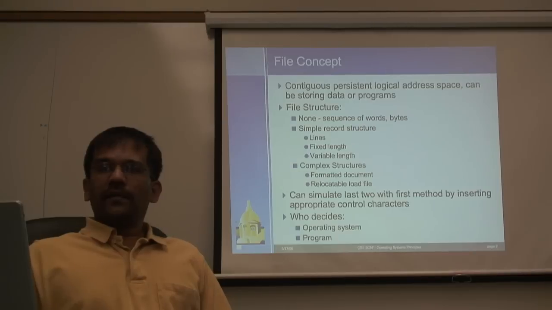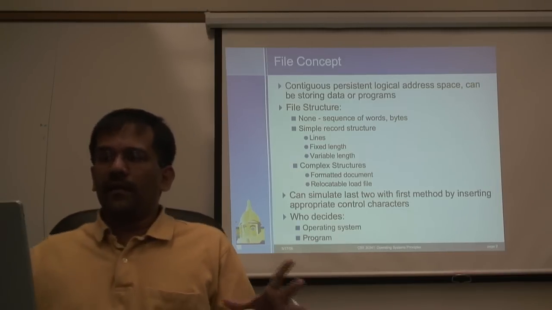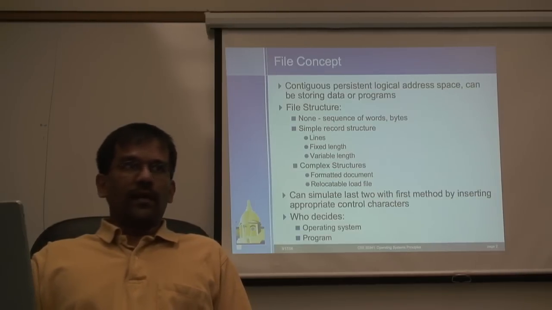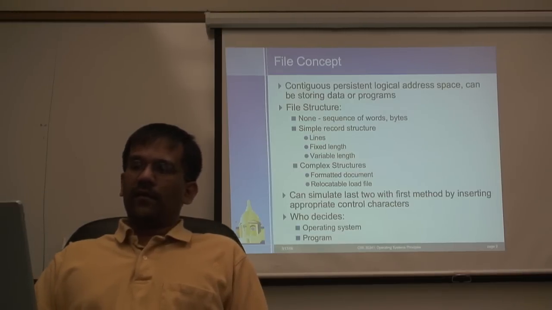Files are essentially contiguous data. So you have a file, and it has its own address space, you can think of it that way. And you can store data or programs or what have you. So it's essentially a large collection of bytes.